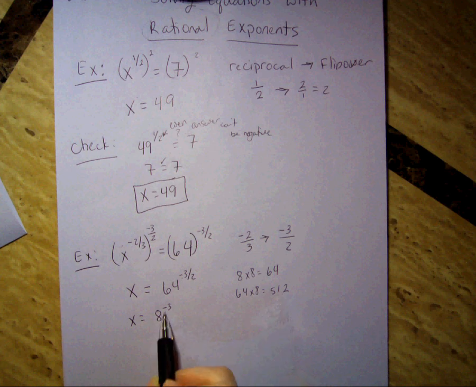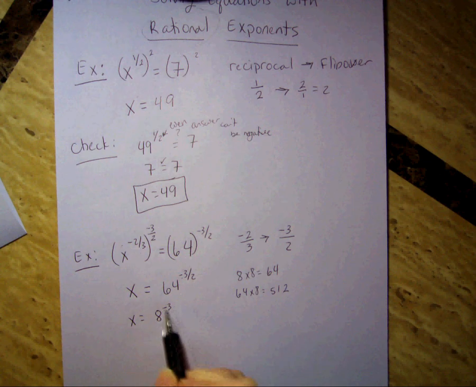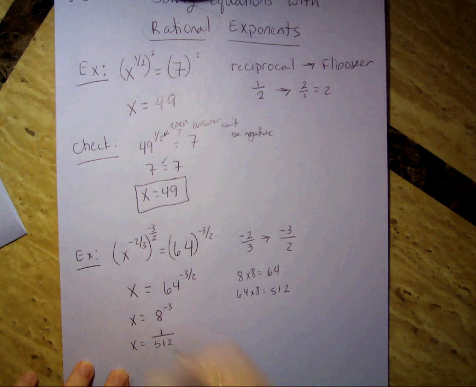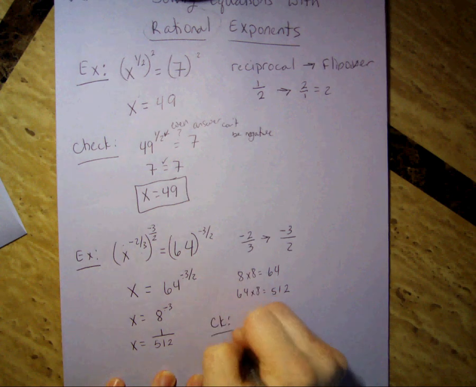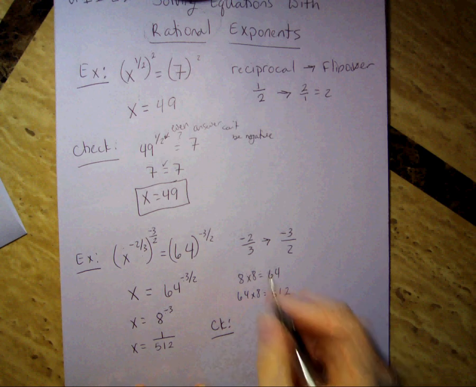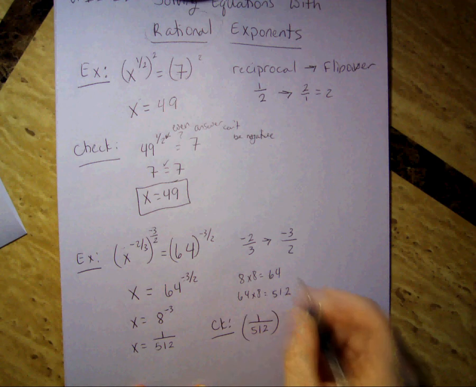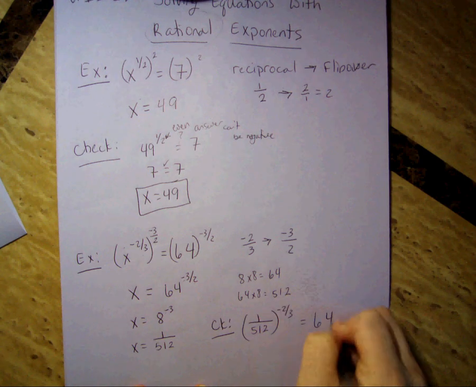If you remember the negative, what it does, it's going to flip it over. So 8 to the negative 3 power, it's not 512, it's 1 over 512. And again, we want to check to make sure that this is a legit solution, so I'm just going to plug it back in. So I get 1 over 512 raised to the negative 2/3 power equals 64.